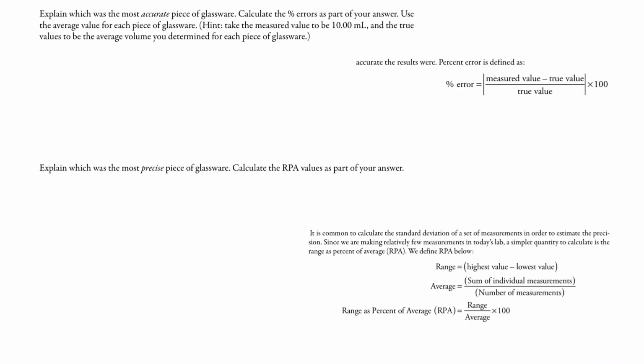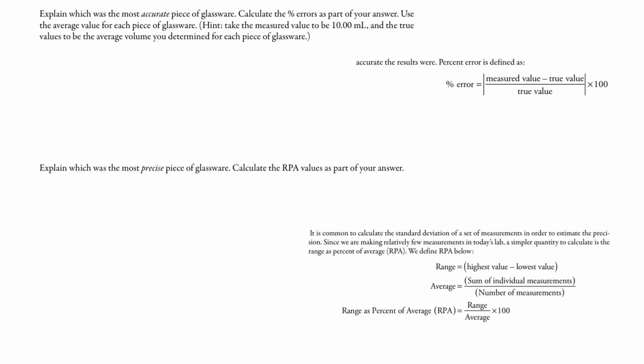Now on the very back page, you've got a couple of questions here. So one is going to be to explain what was the most accurate piece of glassware. And so that'll be the one where the average true volume was closest to the 10 milliliters. You're going to calculate that using percent errors. So rather than just saying, well, this one was closer than that one, you're going to calculate the error.